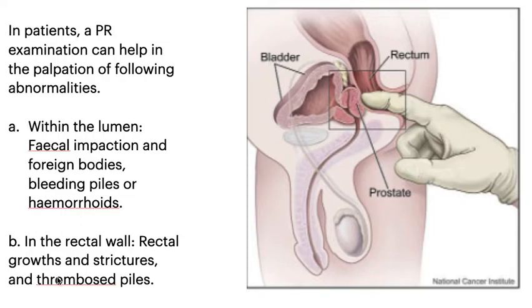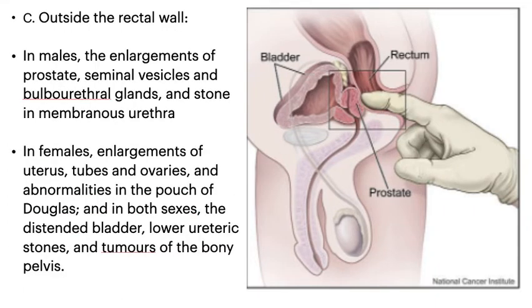Now, that was in the normal person. In the patients, a rectal examination can be helpful for the following abnormalities. Within the lumen of the rectum, we can palpate for fecal impaction, foreign body, bleeding piles or hemorrhoids. Within the rectal wall, any rectal growth or strictures or thrombosed piles can be felt.